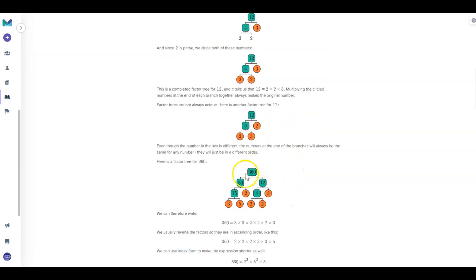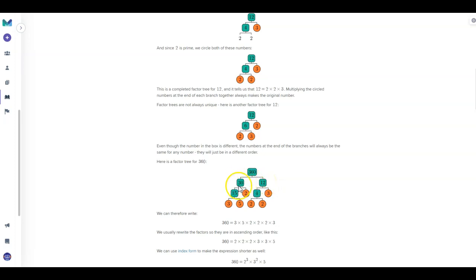We have a look at a slightly bigger example down here. We started with the number 360, and they chose to start with 30 times 12. You could technically start with anything. You could do 36 times 10, or 15 times 24. It does not matter what pair you start with. You'll always end up in the same place. But they chose 30 times 12, which is perfectly fine.